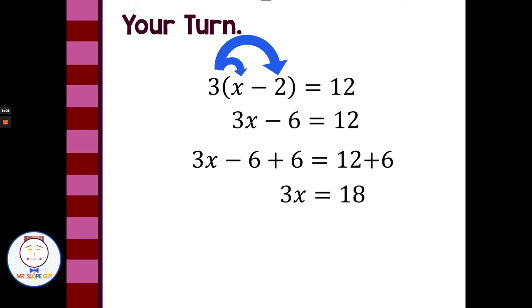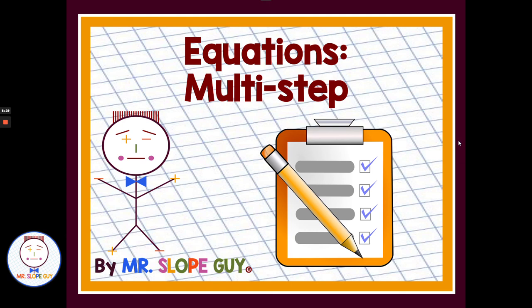Then my last step is to decide what's being done to x. Is x being added, subtracted, multiplied, or divided by 3? Well, in this case, it's being multiplied by 3. So I want to undo multiply by 3 with divide by 3. Divide the left side by 3, so I need to divide the right side by 3. And x equals 6.